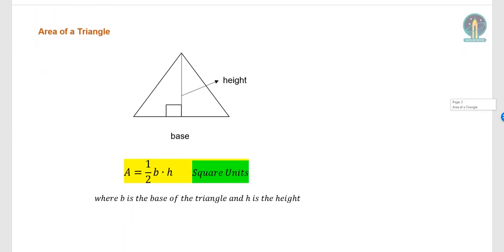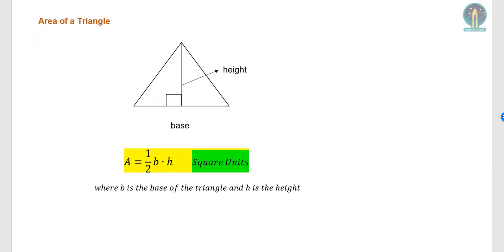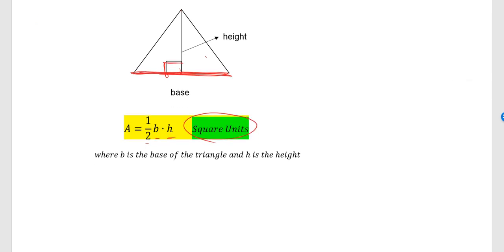For a triangle, the area is half times base times height. So half times the base, which is the side that the triangle rests on, and then times the height, which is the perpendicular distance, or the length of the side from the top vertex to the base, making a right angle with the base. So half times base times height, and again, you get the result in square units.